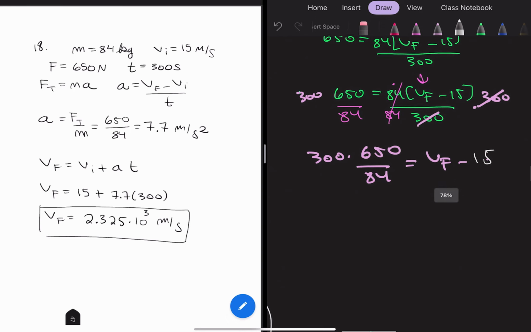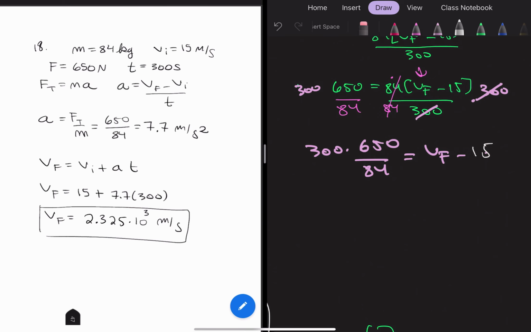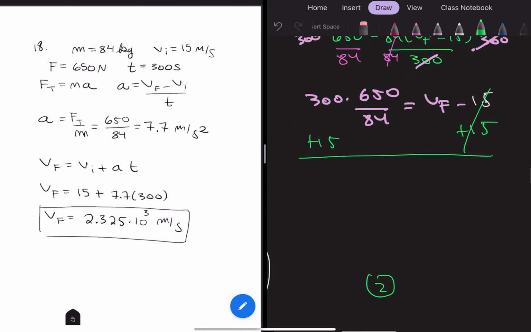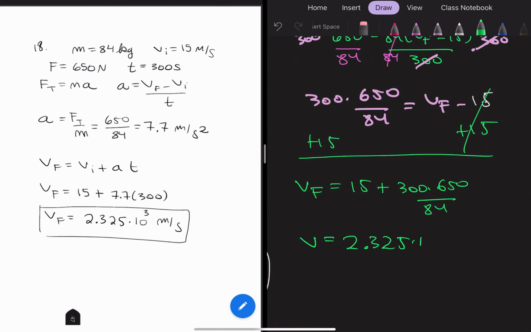And the last thing is that we want to move the 15 to the other side, because V final is being subtracted by 15, so the opposite of subtract by 15 is add 15 to both sides. So that it cancels, and so you get that the final velocity is going to be 15 plus 300 times 650 over 84. And that should give you a final velocity of around 2,000 meters per second. So 2.325 times 10 to the 3 meters per second.